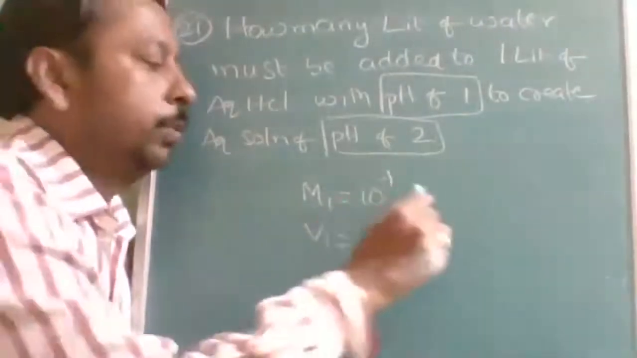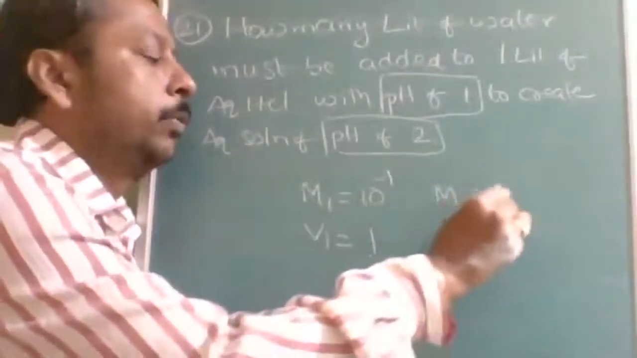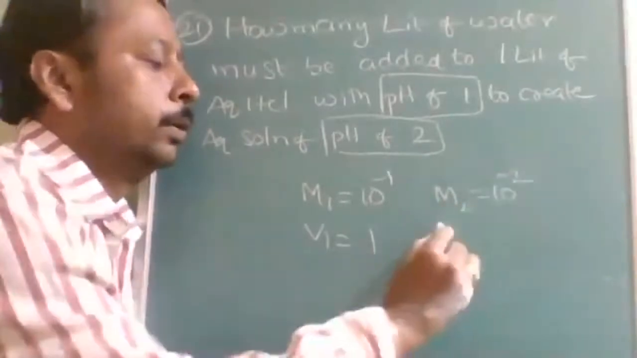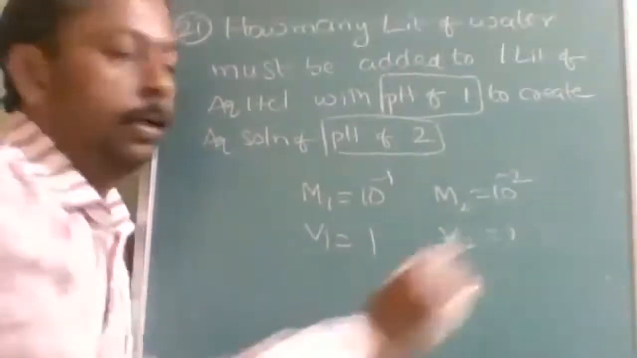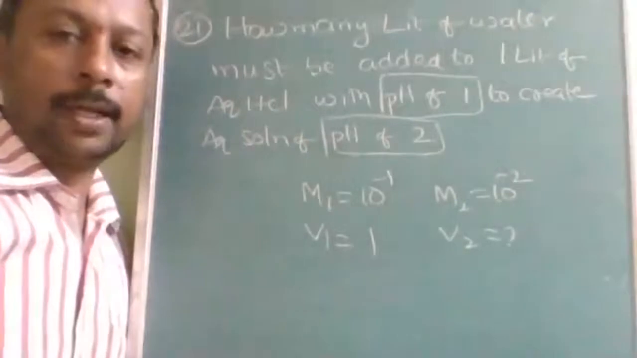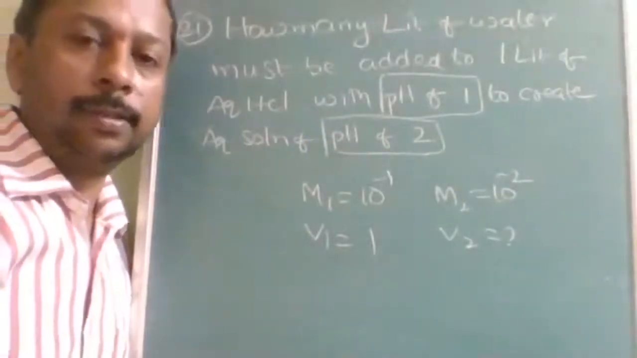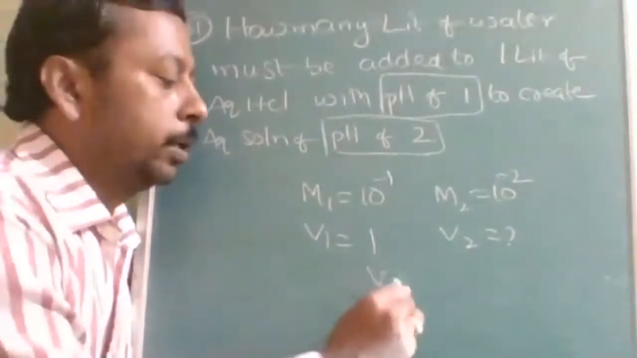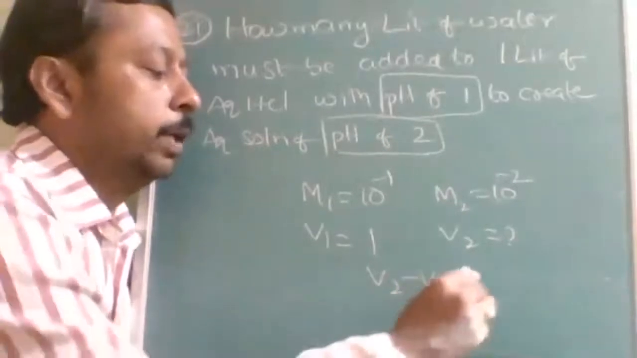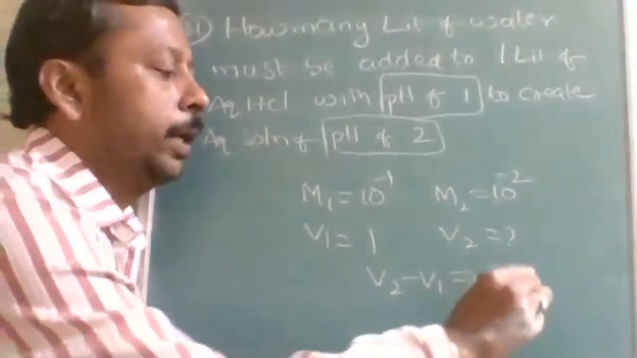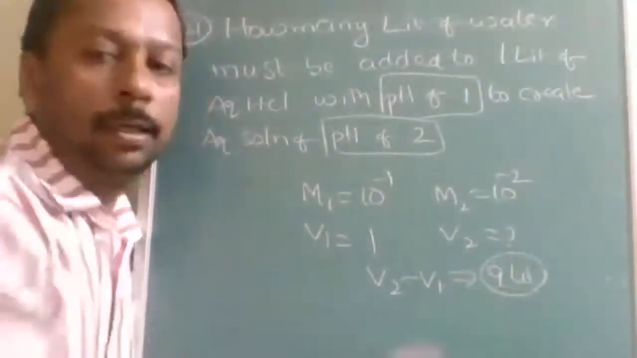Okay, and pH 2 they wanted to make it. M2 is equal to 10 to the power of minus 2. V2 you will find out. Is V2 the final answer? No. V2 is the final volume. So water to be added will be V2 minus V1. You will get 9 liters. How much? 9 liters.